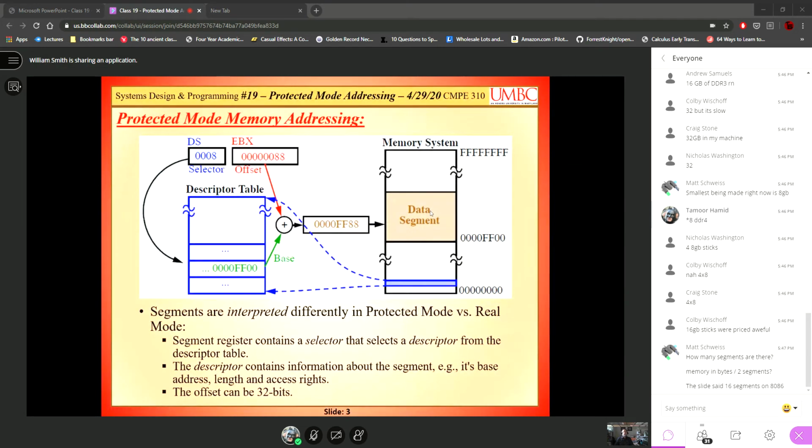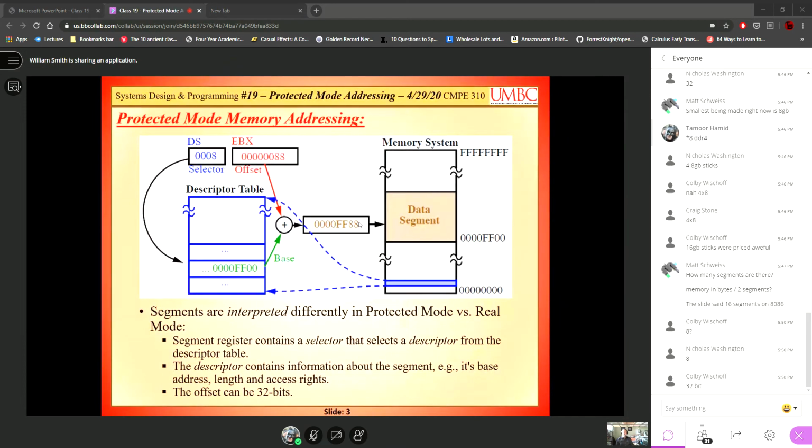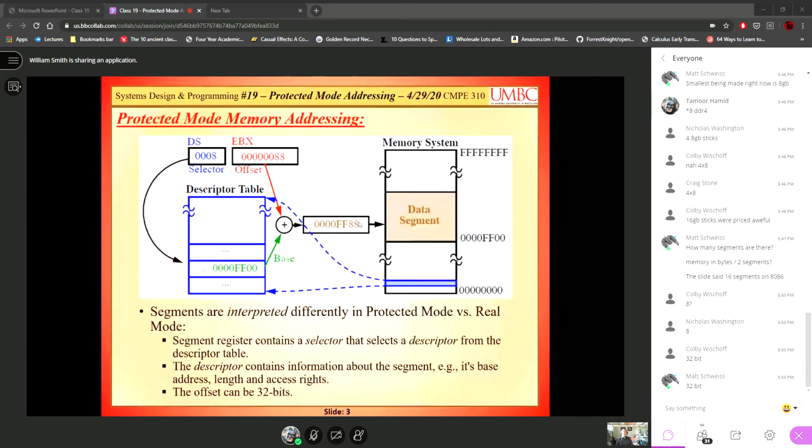In this case, notice how many bits we have here, guys. How many hexadecimal characters do I have in the brown here? The red works too. 8. Colby, that's exactly the right answer. Nicholas has got 8 too. So if I've got 8 hexadecimal characters, then how many data bits is that? And I think Colby's already anticipated me. There's 32 address bits. So this is what you look for. This is a 32-bit field here, and the offset can be 32 bits.